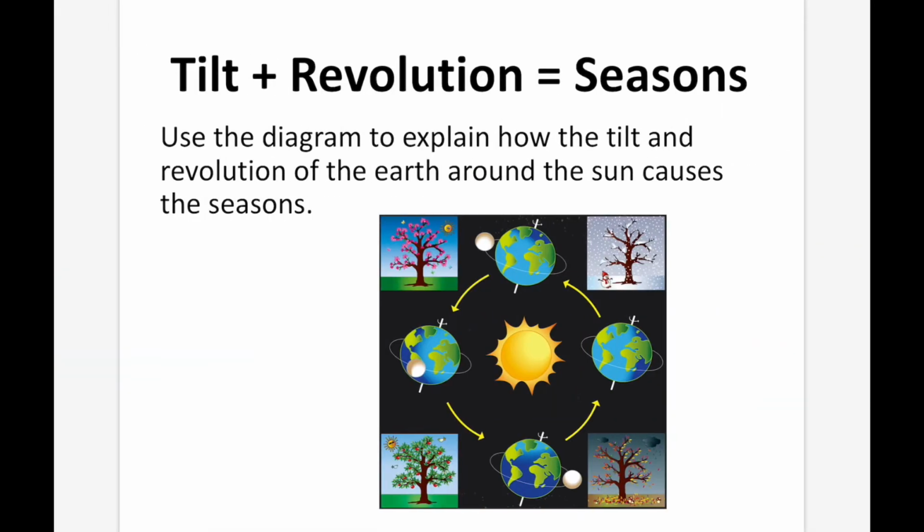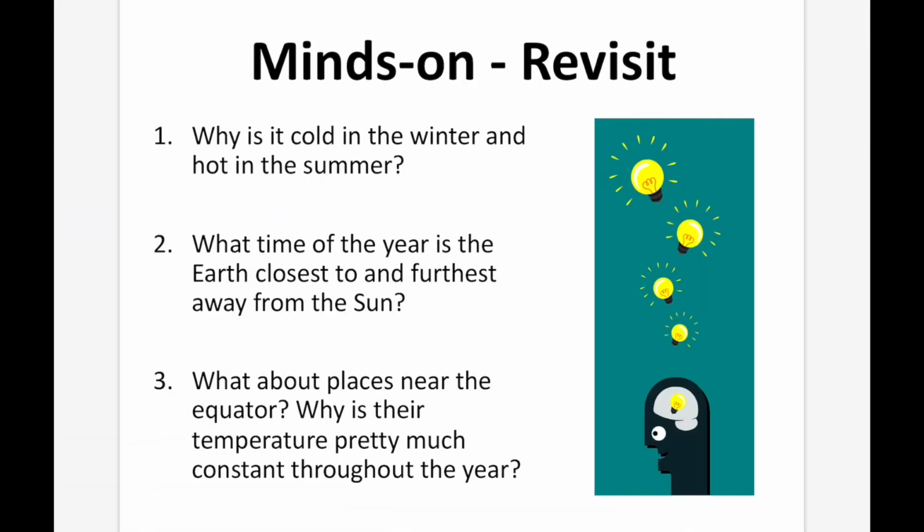So what I'd like you to do is pause the video and, using the diagram on the bottom, explain how the tilt and the revolution of the Earth around the sun causes the seasons. Again, to the best of your ability, not expecting you to be right, just write down what you think is the correct answer. Now that we've explored a little bit about the Earth's revolution, tilt, and rotation, I'd like you to revisit these three questions. Have a look back at your answers and see if they've changed.